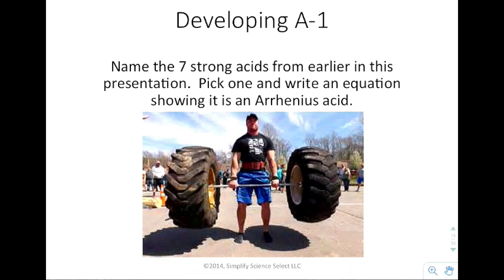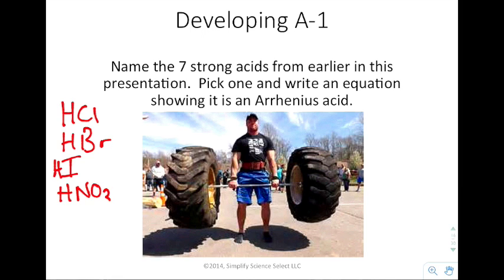Name the seven strong acids from earlier in this presentation. So remember, we have the three halogens. We have HCl, HBr, and HI. And then we have the oxygen-containing ones. We have nitrate, sulfate, phosphate, and the last one is perchlorate.